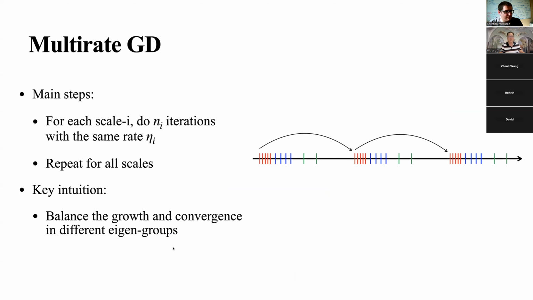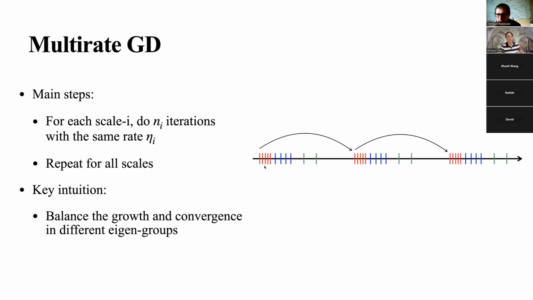So I will jump to here. What we propose is what we call a multi-rate gradient descent. You start out with a very small learning rate, and then with a sufficient number of steps, you adjust to a larger learning rate for a sufficient number of steps, and then you adjust to an even larger one, depending on how many eigengroups of your Hessian, and then you repeat. You can say that this is a cyclic training schedule, but in each cycle you actually involve learning rates of different sizes.